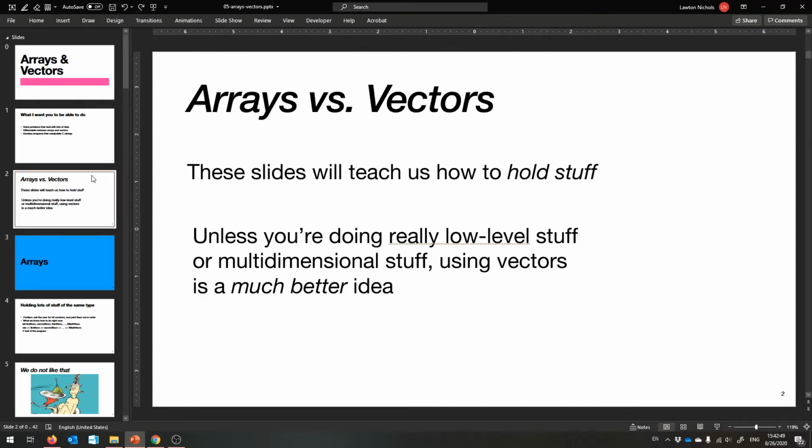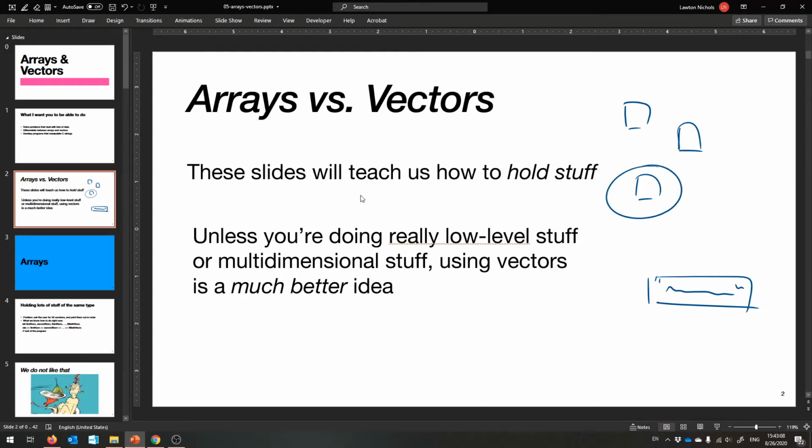Okay, so just as a heads up, these slides are going to teach us how to hold stuff. Right now, normally we have a bunch of little tiny boxes that hold our stuff. Strings are the one exception. They can hold as many characters as we ask them to. That's the one exception that we have, but what I'm about to show you is how to hold a bunch of ints at once, okay?